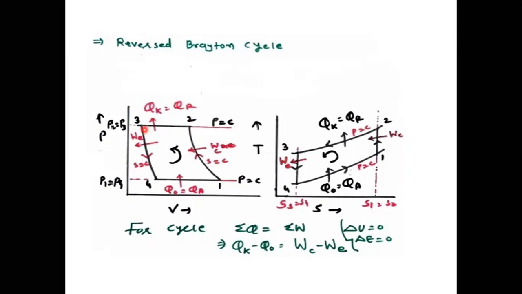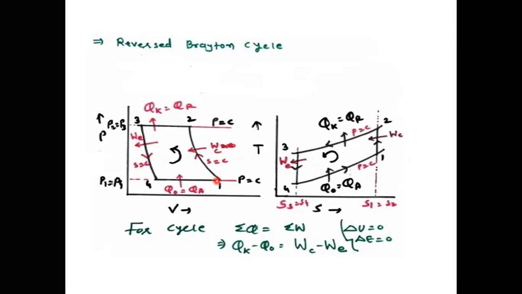Process 2 to 3 is an isobaric process, and during this isobaric process heat is rejected. That heat is QK, or sometimes it's referred to as QR. In our derivation we take QK. 3 to 4 is a reversible isentropic process and it's an expansion process. Reversible isentropic process means adiabatic process, and expansion process means W expansion is delivered by the system.